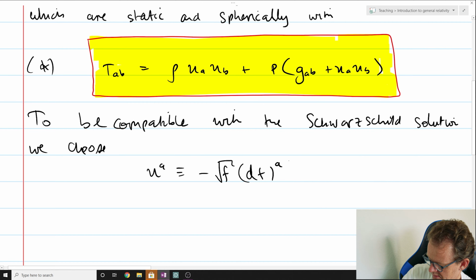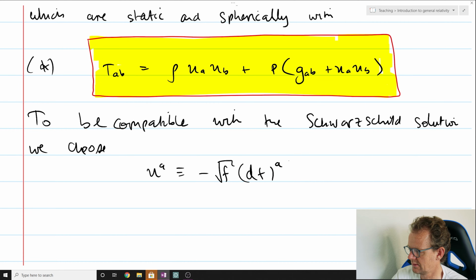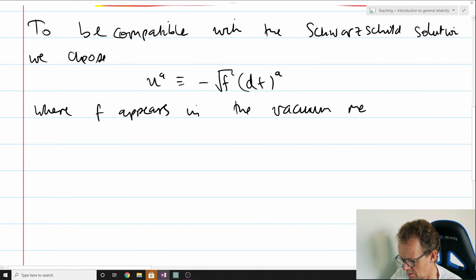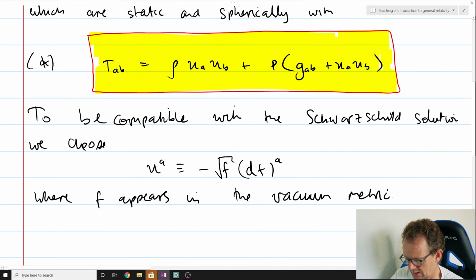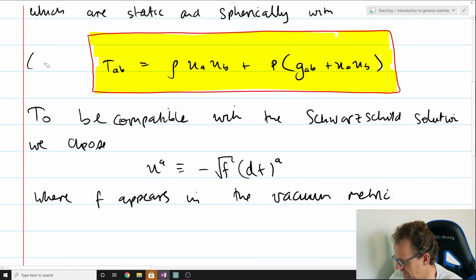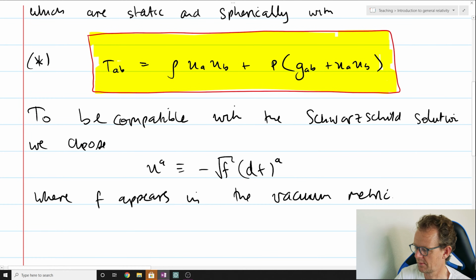So as a vector, it's pointing directly in the t direction. And f here is exactly the f that appears in the vacuum metric. And as I emphasized earlier, the stress energy tensor star is meant to model stars. Hence, this time, for the first time ever, the abbreviation star is possibly the most appropriate one for that equation.